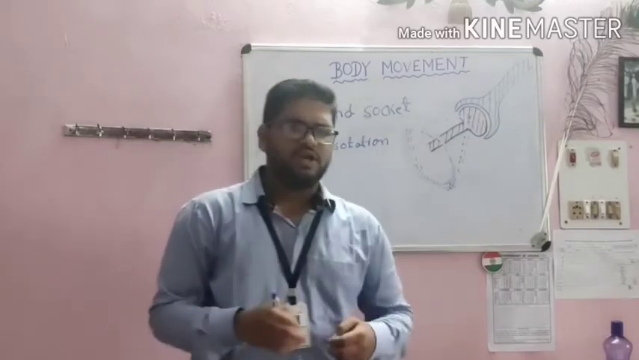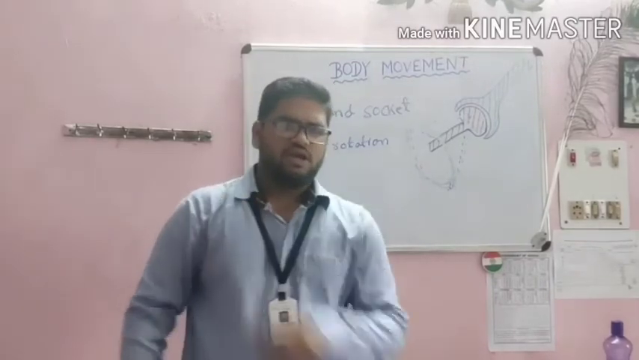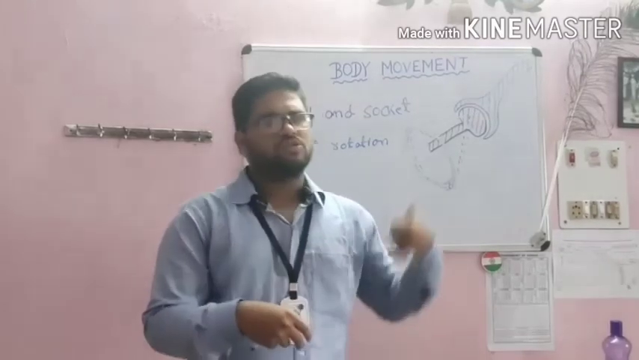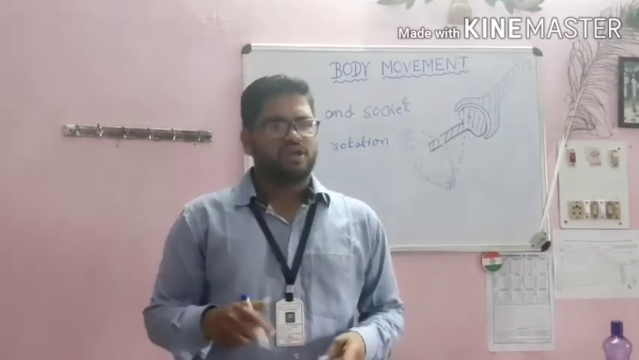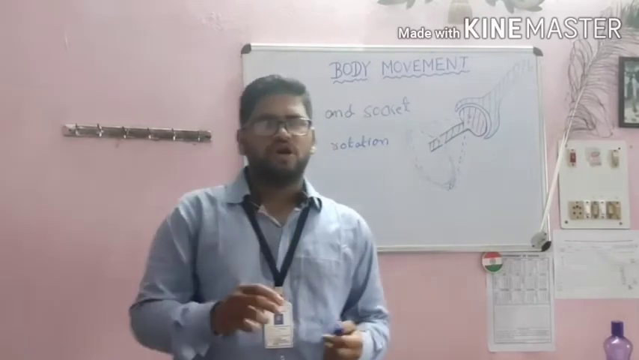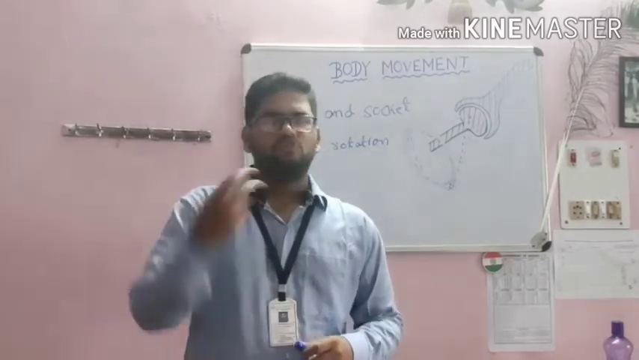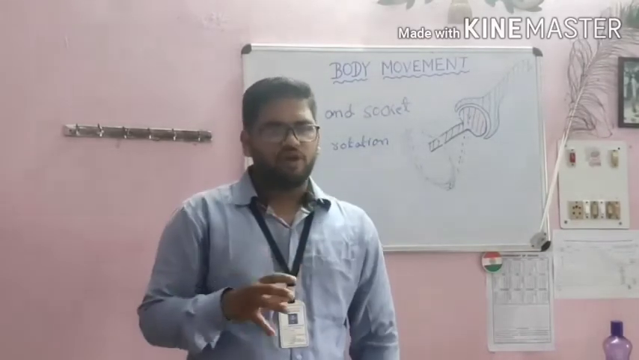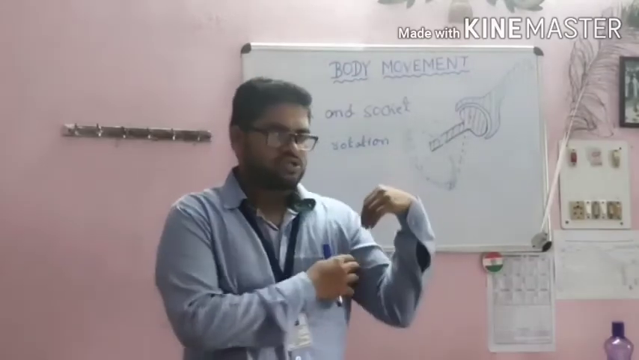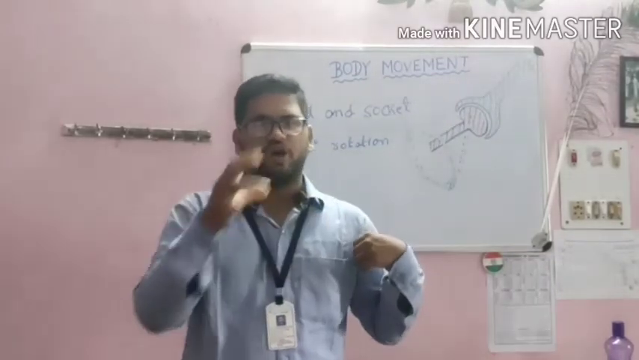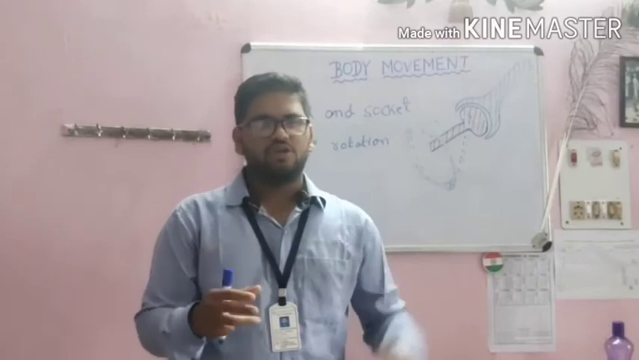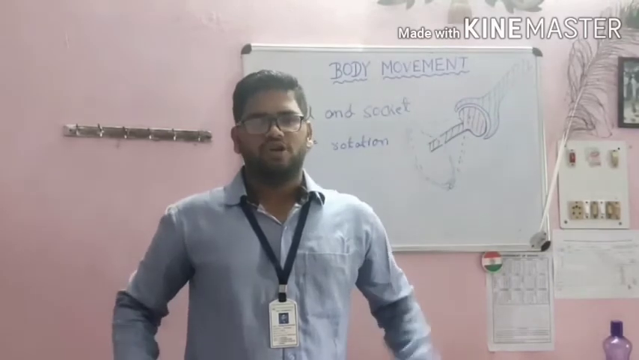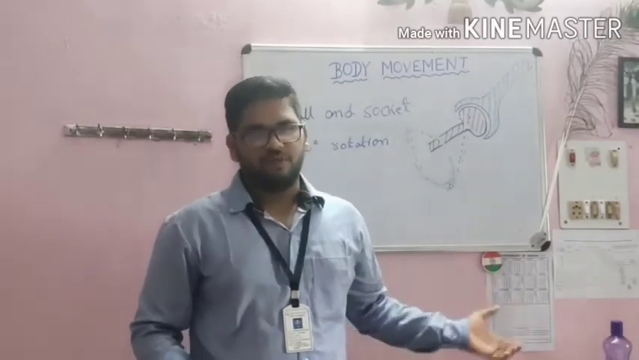Second point, it is present in the shoulder region and hip region. So the hip bones are attached by this type of joint, and the shoulder bones are attached by this type of joint. The shoulder is attached with the humerus. This bone is called the humerus bone. The head of the humerus is attached with the glenoid cavity by this type of attachment. Similarly, the femur is attached with the hip or girdle bone by this type of attachment.